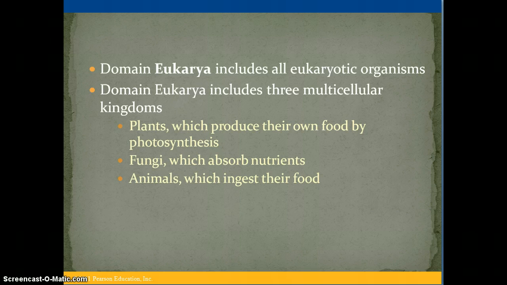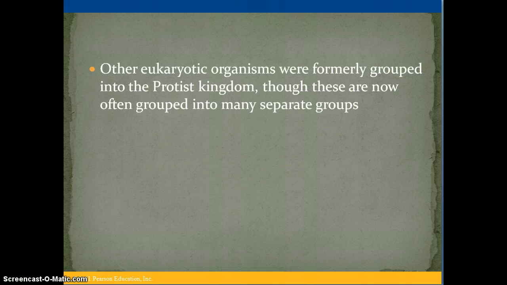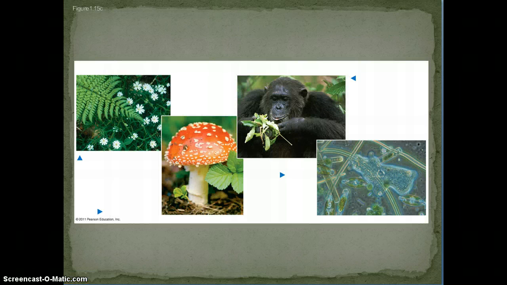Now, each area has these multicellular kingdoms. There's plants, fungi, and animals, and we'll be looking at that here in week 1 as well. Now, other organisms are formally grouped and have to be looked at as the term moves forward. And here are some pictures of how they all interact as one and break down into becoming the genes.